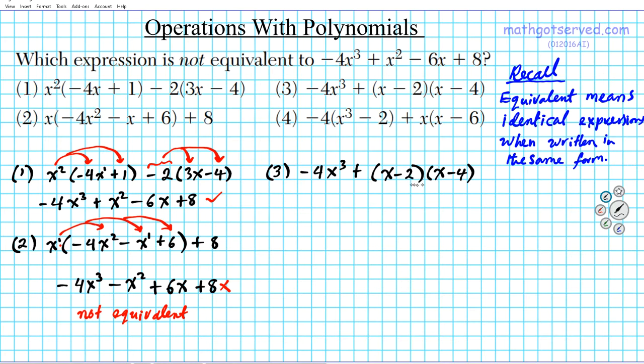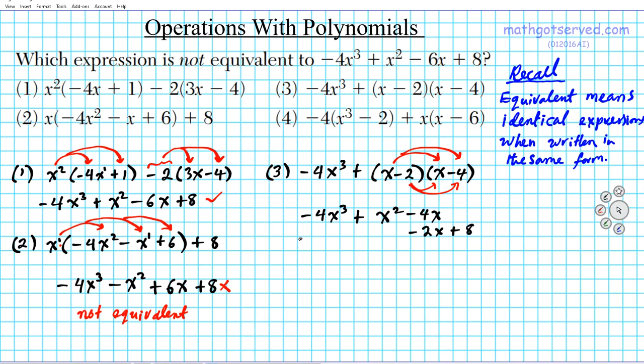So we have two binomials, linear binomials multiplied by each other. So we're just going to FOIL it out first. Outer, inner, last. Simplify that. And then attach this negative 4x to the third. Okay, so bring down the negative 4x to the third plus x times x is x squared. X times negative 4 is negative 4x. Negative 2 times x is negative 2x. Negative 2 times negative 4 is positive 8. All right, so this is the result of expanding.